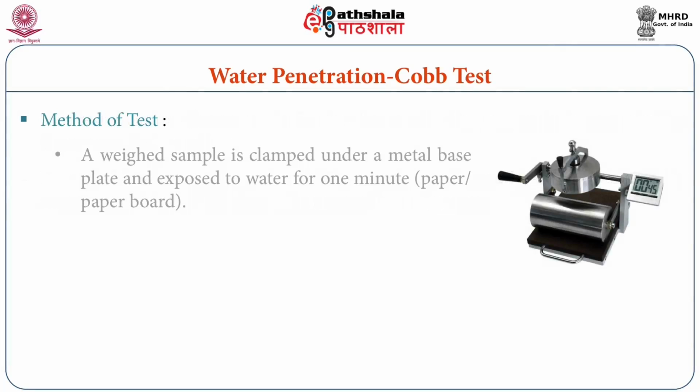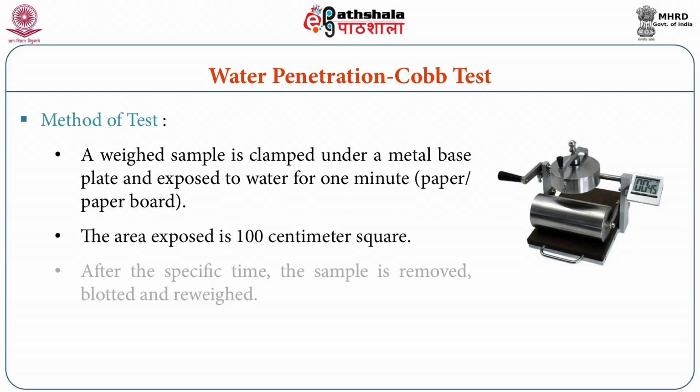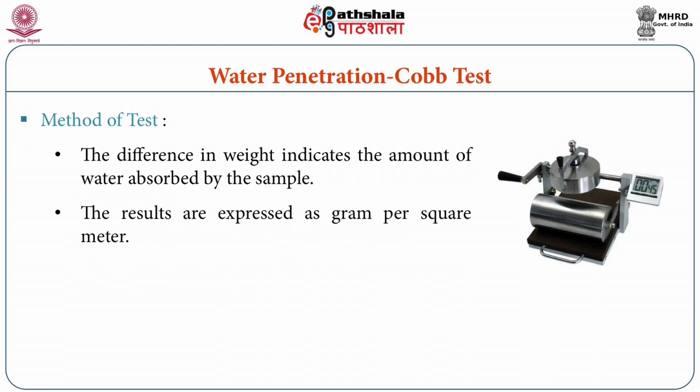Method of test: in it, a weighed sample is clamped under a metal base plate and exposed to water for 1 minute. Paper and paper board are generally used for this test. The area exposed is 100 square centimeter. After the specific time, the sample is removed, blotted and reweighed. The difference in weight indicates the amount of water absorbed by the sample. The results are expressed in gram per square centimeter.